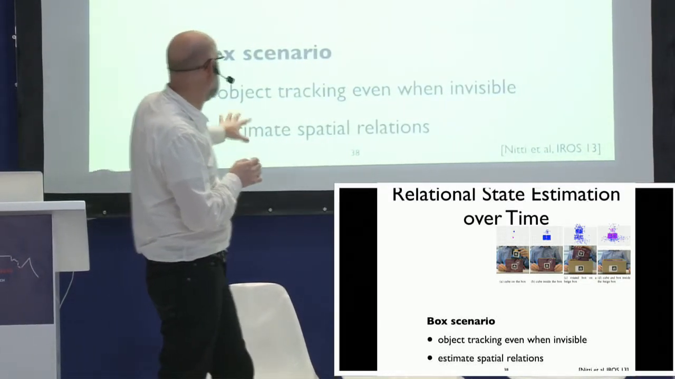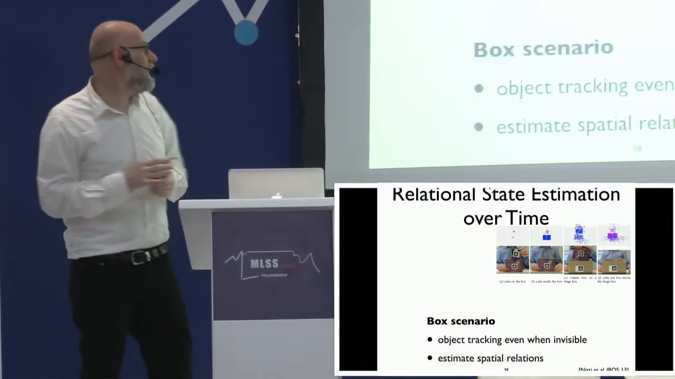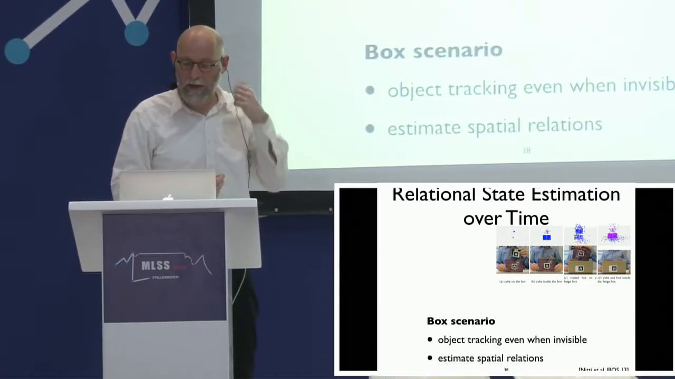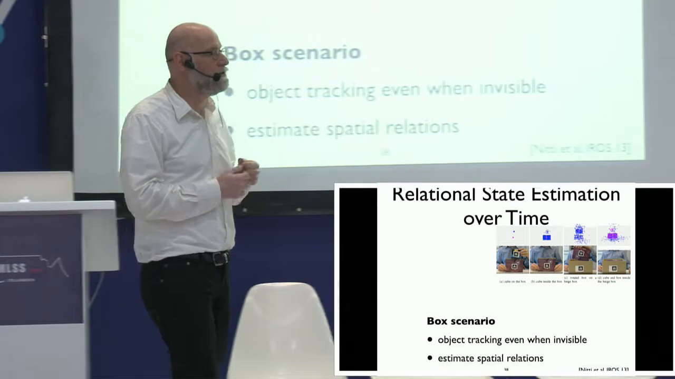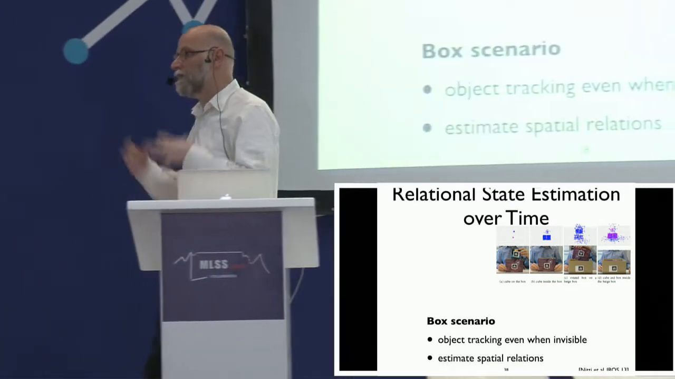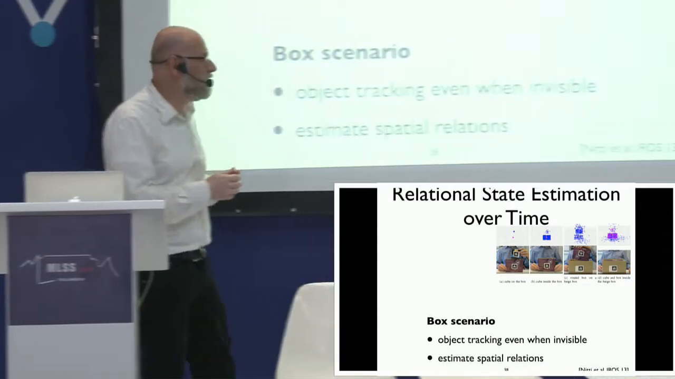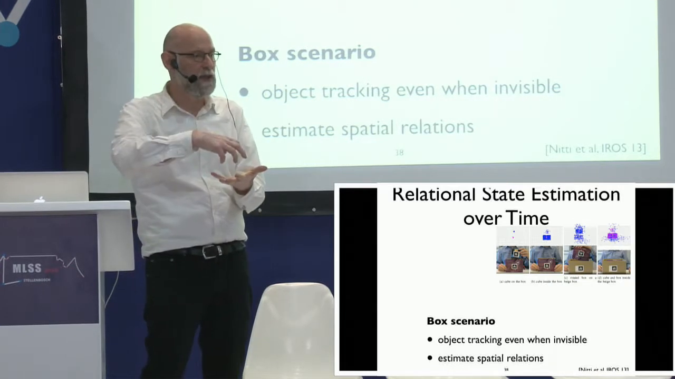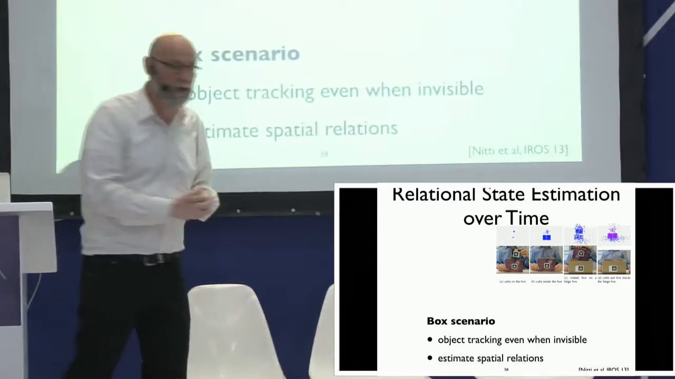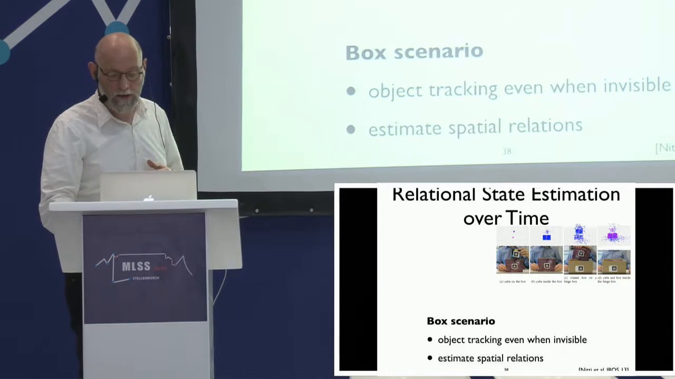But what you will see is that it's typically pretty hard to track when objects are invisible. And so what the relational particle filters that we've been using with these very similar representations are doing is that they have spatial relations in their states, like for instance that one box is inside the other, and that is being used to reason where all of the objects are, also those that are occluded, those that you cannot really see.